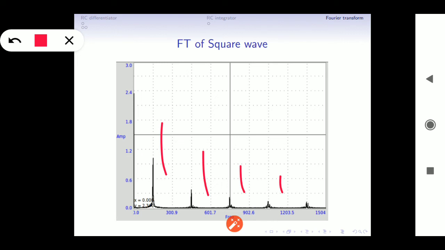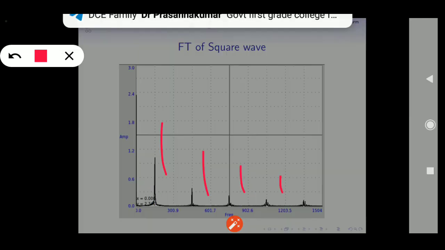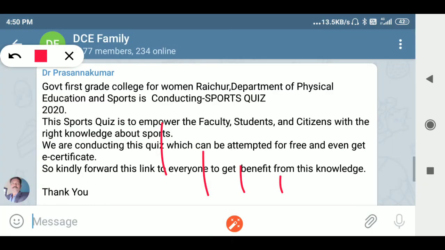And they follow a certain pattern, and I am giving you an assignment to find out how the pattern, intensity and frequencies of the signal vary. So that's your actual problem.